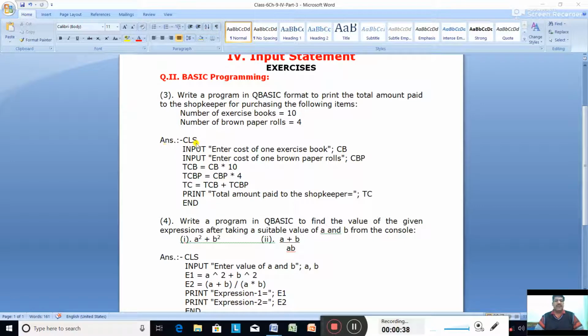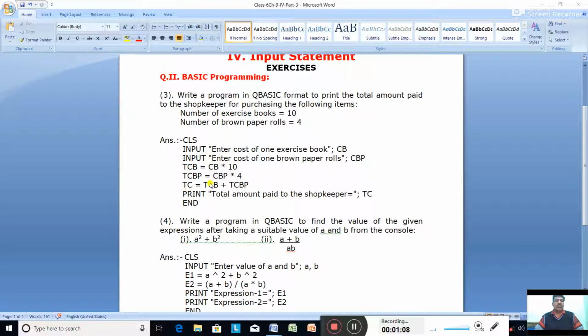See the program. CLS. Input enter cost of one exercise book, CB, cost of one book. Input enter cost of one brown paper roll, CBP, cost of brown paper. So there are how many exercise books? 10. The total cost of books equal to CB into 10. CB is the cost of one exercise book, and total cost of brown paper equal to CBP, CBP means cost of one brown paper, into 4.